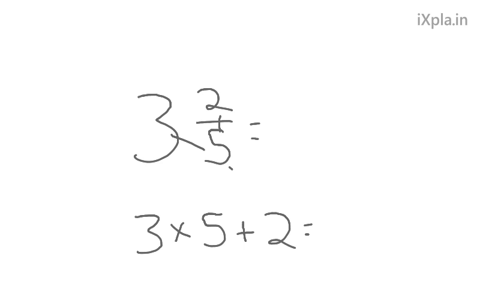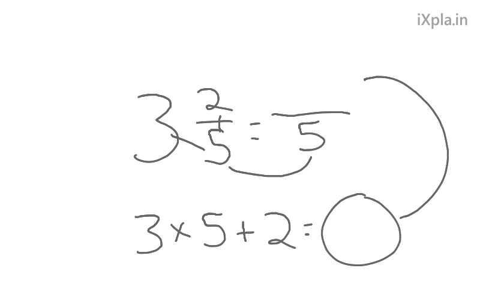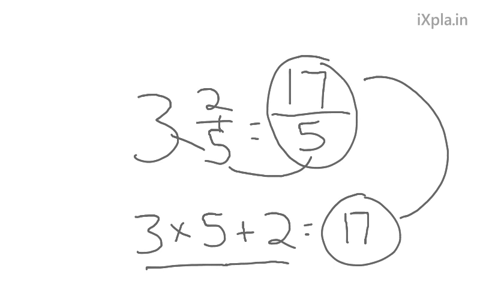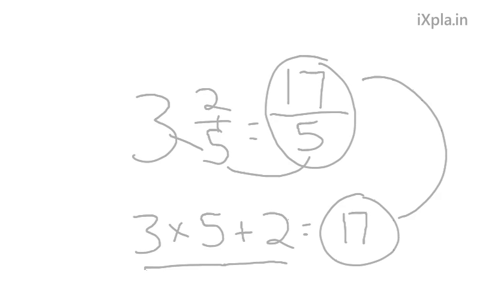And so you keep your 5 on the bottom for your improper fraction. And then with this, whatever you get, you put it on the top. 3 times 5 is 15, plus 2 is 17. And so our answer is 17 over 5. And you might be saying to yourself, wait, we can't have an improper fraction as our answer. That's okay here, though, because they told us to change it to improper fractions.